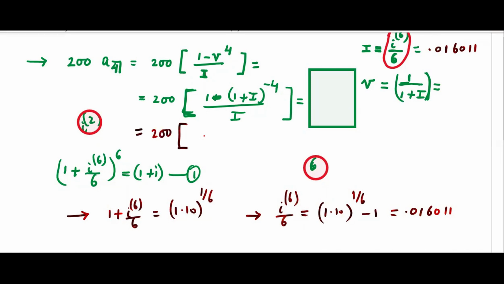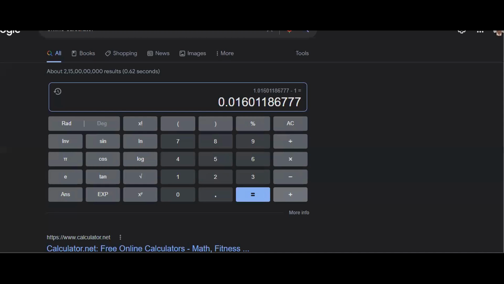200. I got my I now. I'll put here 1.016011. Even though I have I already there, I will not worry. I need to find 1 plus I, then I will make this power, subtract 1, multiply with minus 1, divide by I. Okay, 1 plus I power minus 4. I got it. Then I subtract 1, then I multiply with minus 1, then I will divide by I.